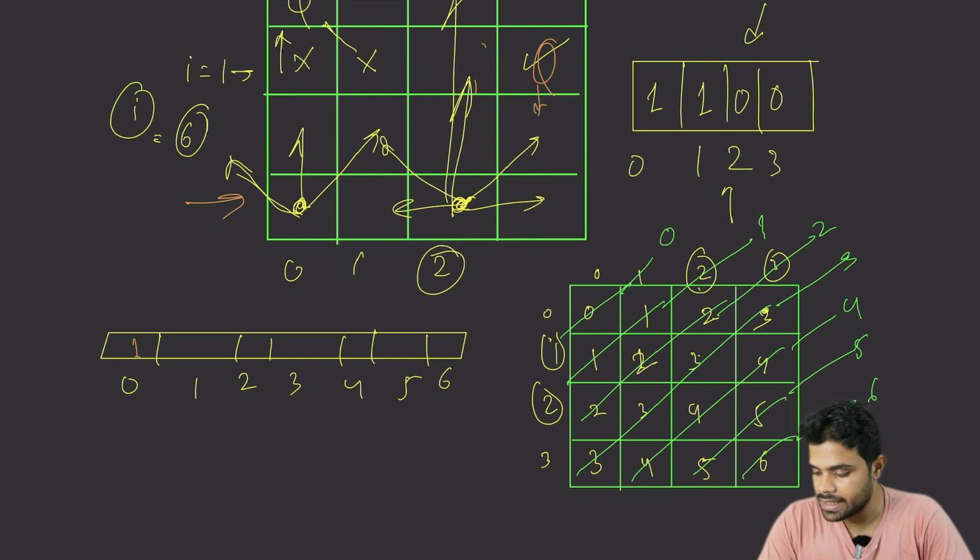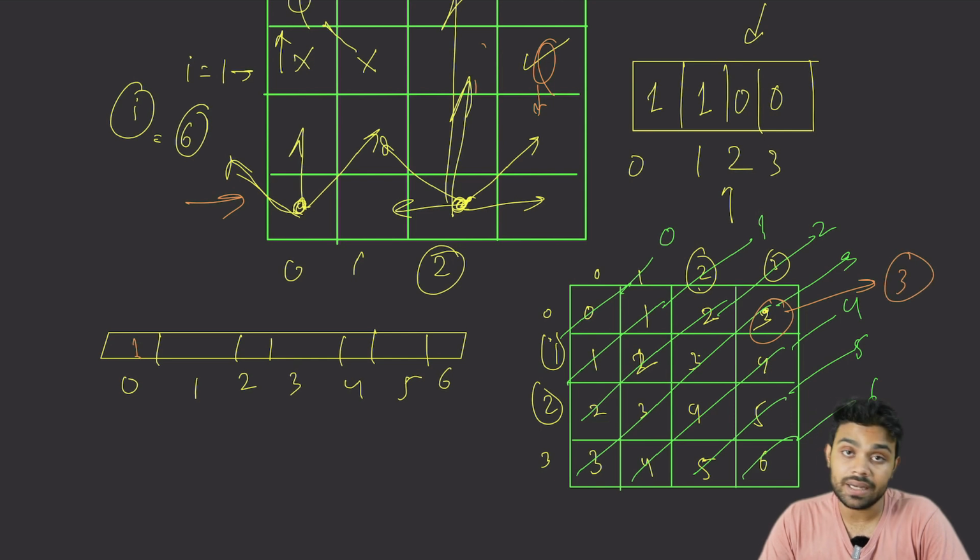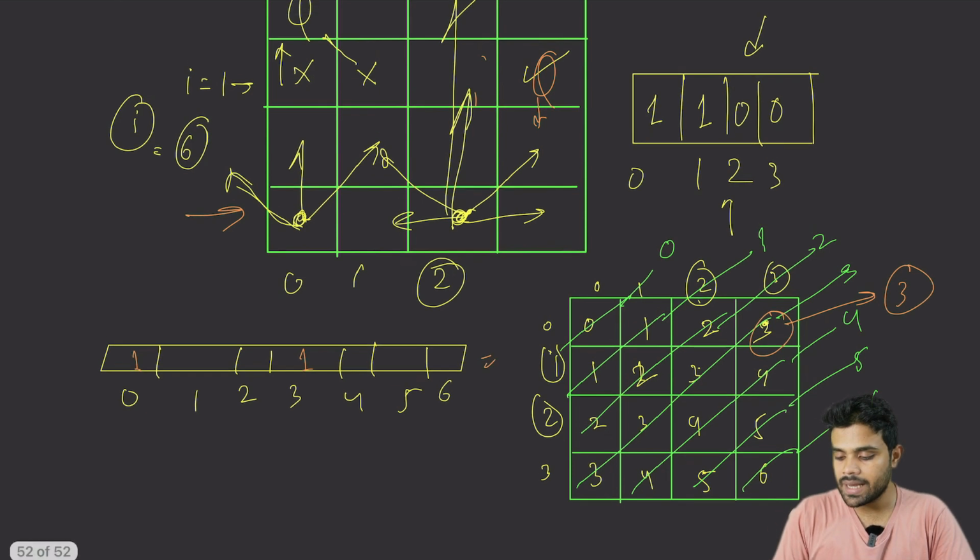If we have already placed a queen in the past at, let's say, this particular position, so this is going to be marked with the index 3. So you'll mark 1 here. So this way we can create a particular array for this diagonal as well.